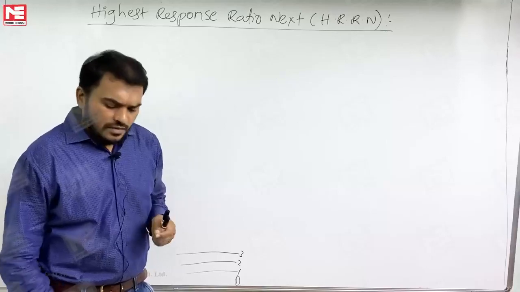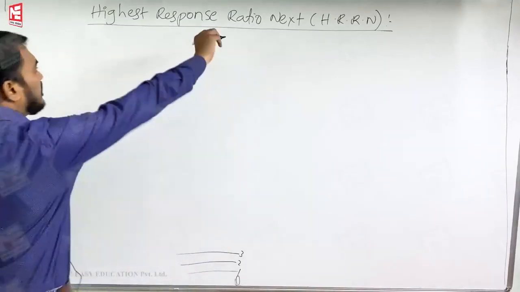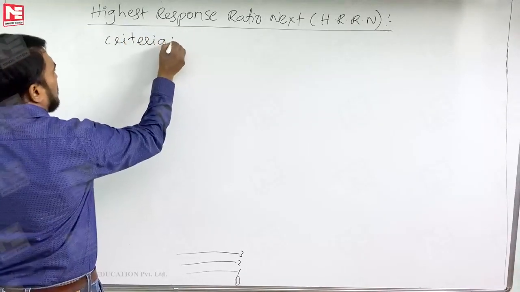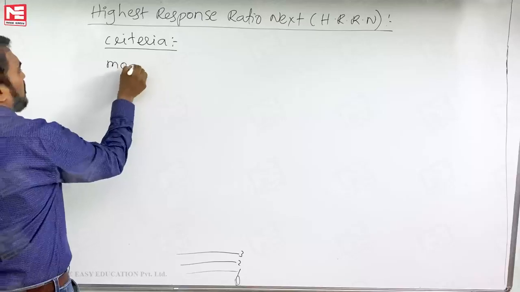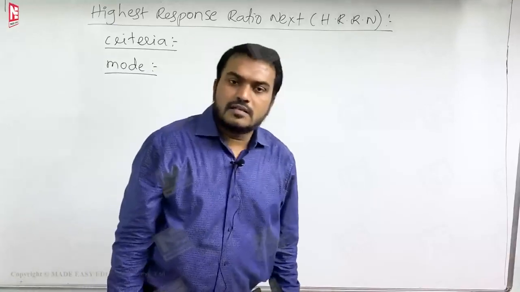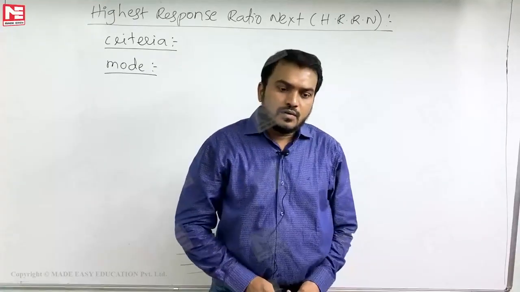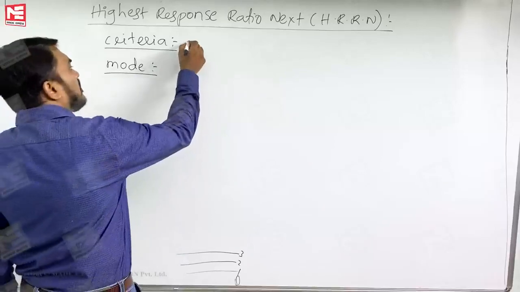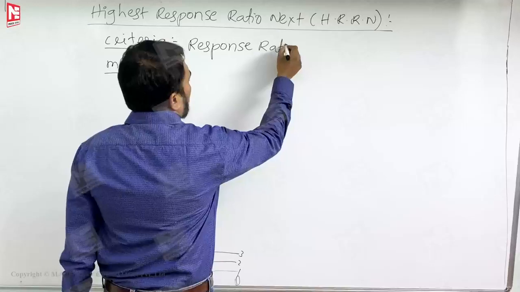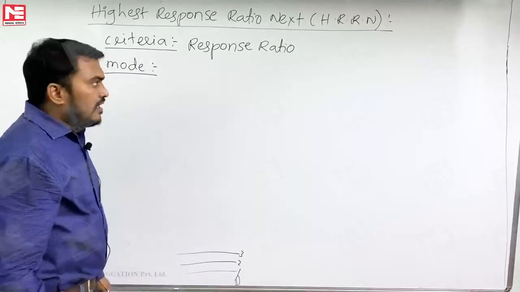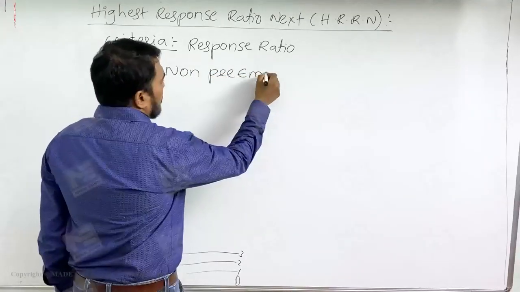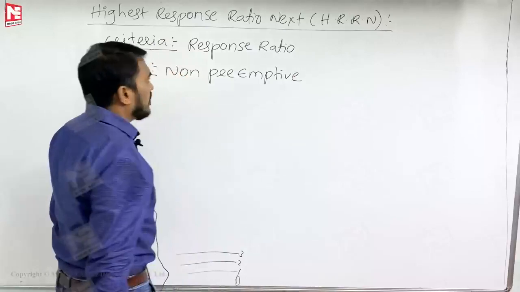So highest response ratio next, what is this algorithm? We'll define two parameters, same as usual: the criteria of the algorithm, and the mode of the algorithm. Remember, two parameters, criteria and mode. The criteria in the algorithm is response ratio, and the mode of the algorithm is non-preemptive. Please listen carefully: the mode of the algorithm is non-preemptive.